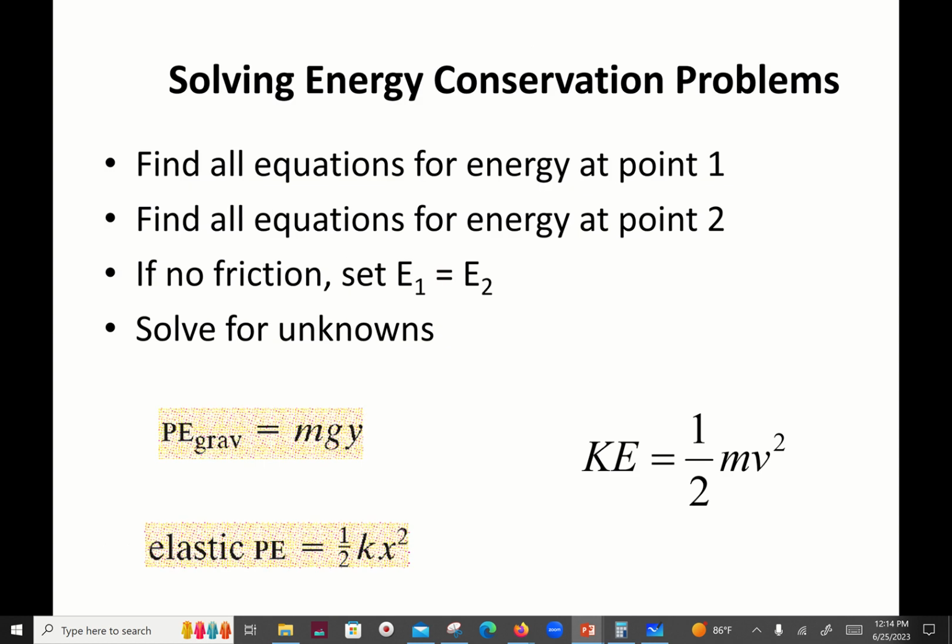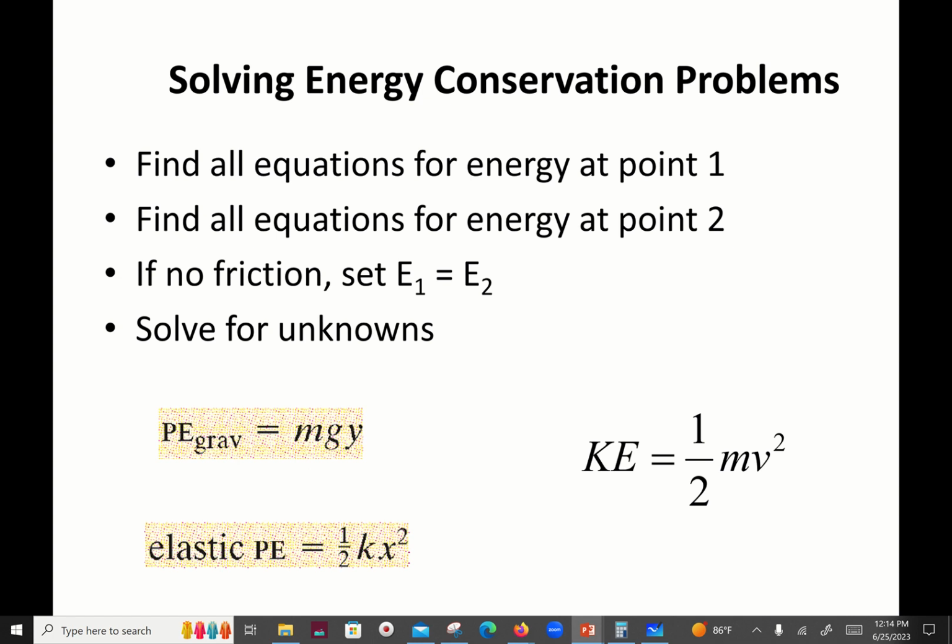So the recipe for solving these problems is to find an equation for all the energy at point 1. So I need to look at point 1 and say, is it moving? If yes, then it's got kinetic energy. Is it at a height? If yes, then it's got gravitational potential energy. Is there a spring that's compressed or stretched? If so, then there's elastic energy.